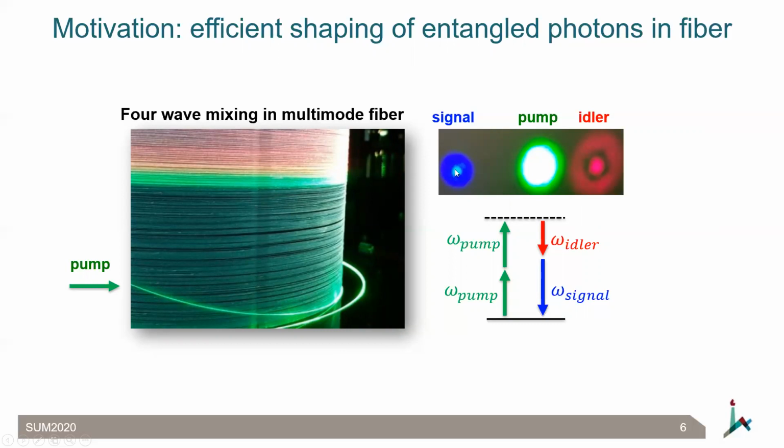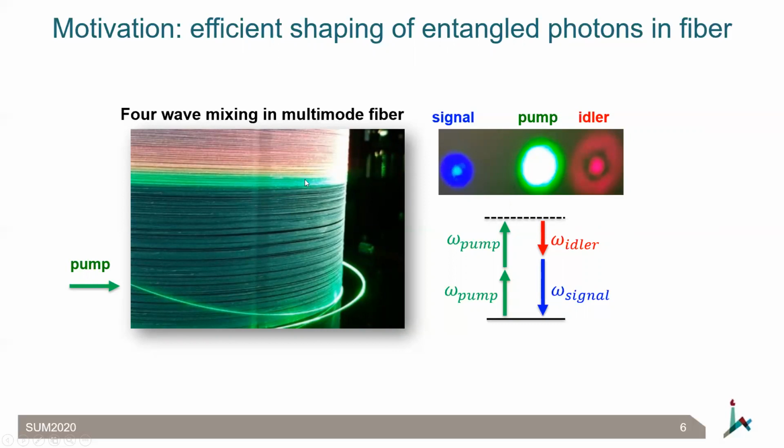Now, in many quantum protocols, we need to control the shape of the photons. And since they're already inside the fiber, we don't want to couple the light out of the fiber, put an SLM and couple them back in. We want to do the entire synthesis, to synthesize the shape, to do everything inside the fiber.